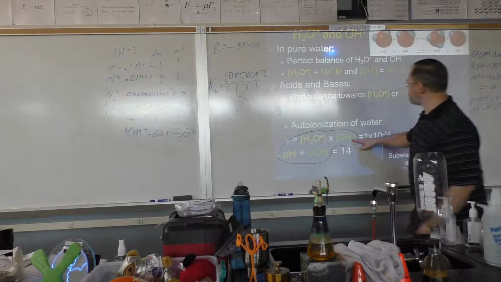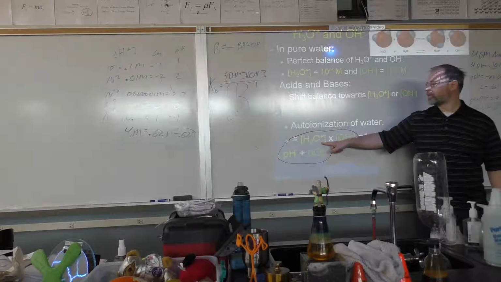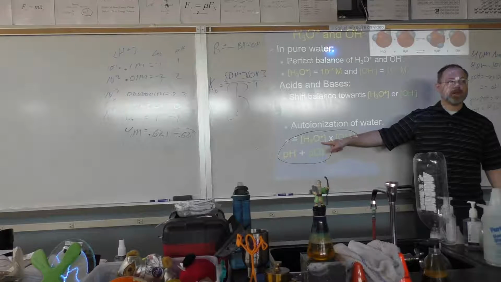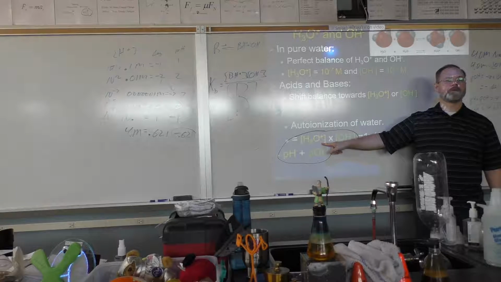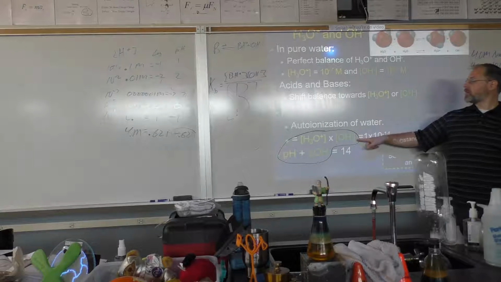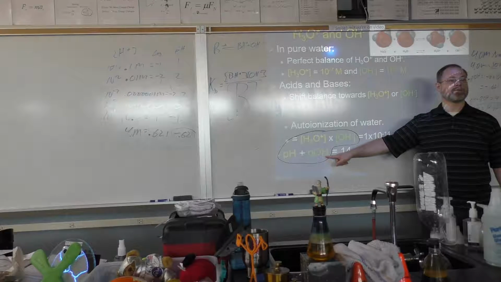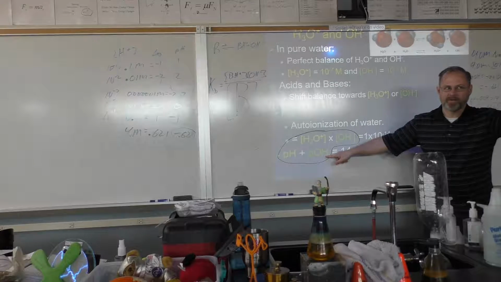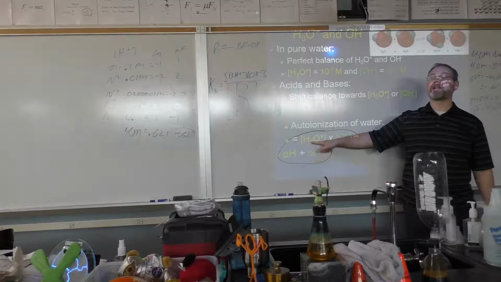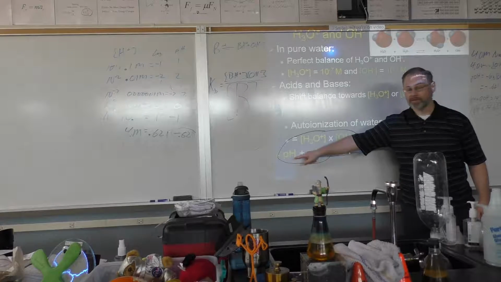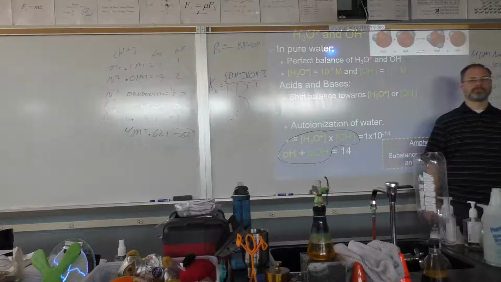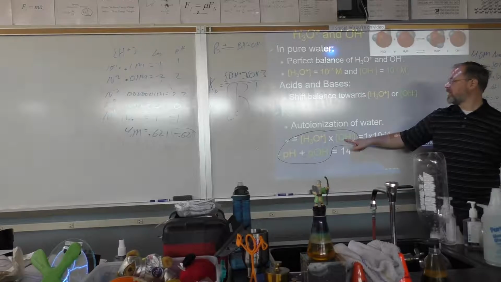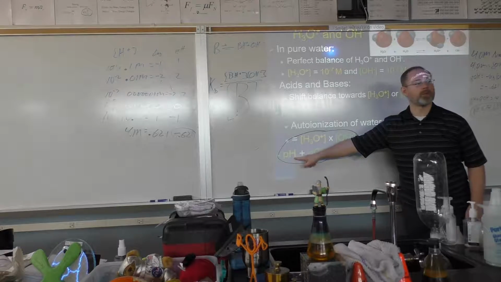If your OH concentration is 10 to the negative 3, what's the concentration of H3O? 10 to the negative 11. If your OH concentration is 10 to the negative 7, what's H3O? 10 to the negative 7. If your OH concentration is 10 to the negative 5, what's pOH? 5. If your H3O concentration is 10 to the negative 6, what's pH? 6. If your OH concentration is 10 to the negative 2, what's the pH? 12, exactly. So 10 to the negative 2 makes this 2, makes this 12.